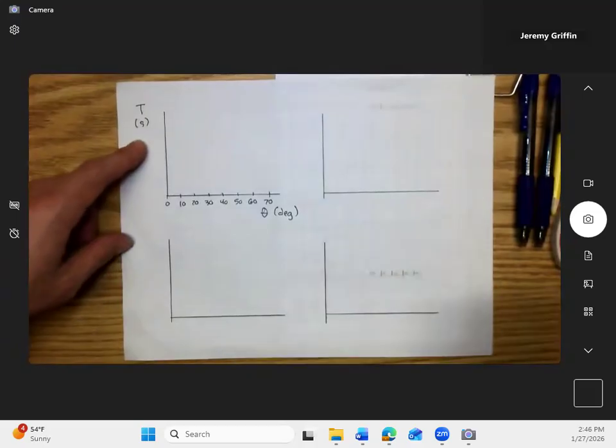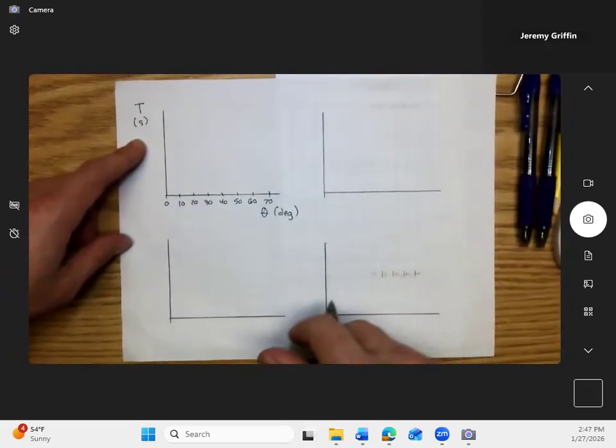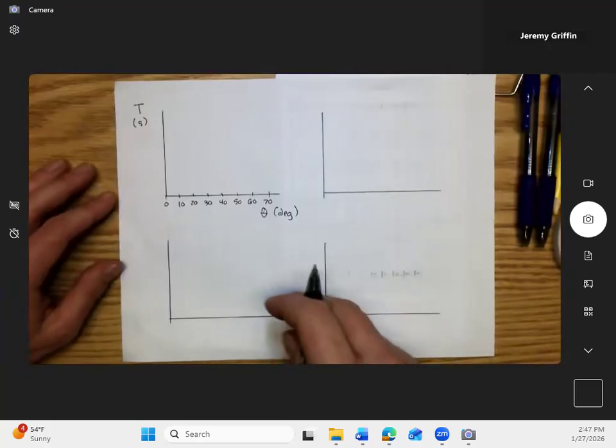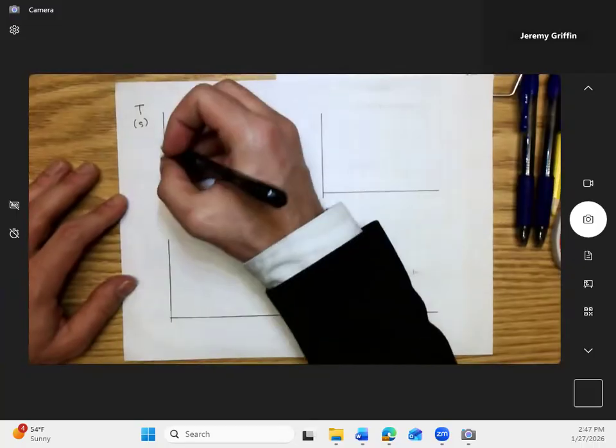Yeah. So your biggest time period was what? For 70, it was 9 seconds. And for just one cycle, it was 0.966. Okay, so just a tiny bit less than 1 second.